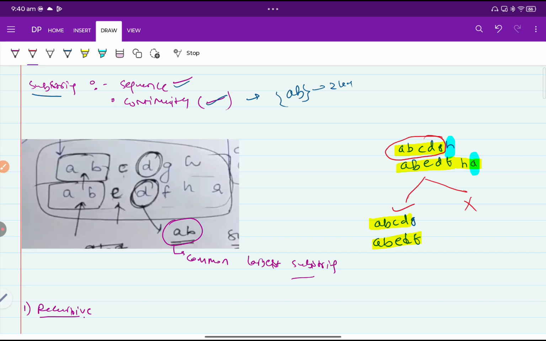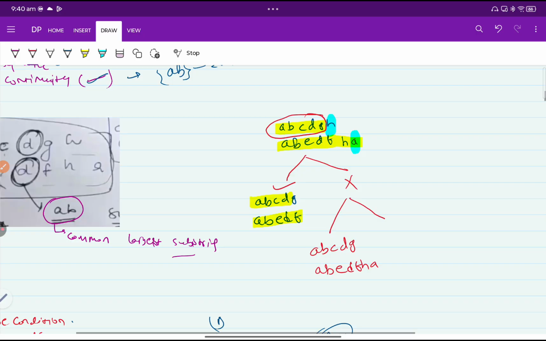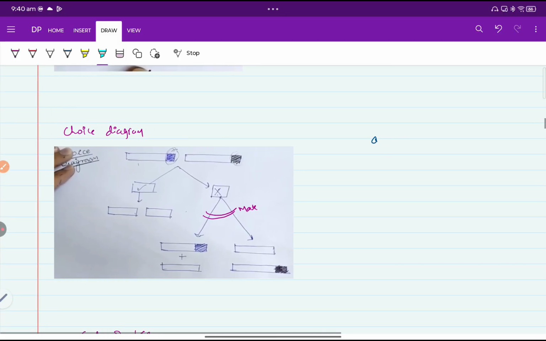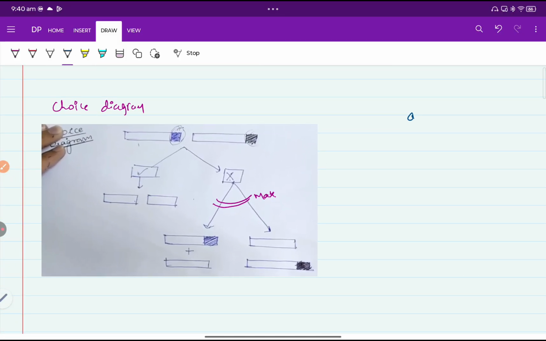That means we have two options. In one, I consider a b c d g, removing the h, and here I consider a b e d f h a. In the second case, I consider a b c d g h, and a b e d f h, removing the last part. So we consider the whole string on one side and remove the last part on the other, and there we have the two options. Similarly, in the choice diagram we talk about the last part.